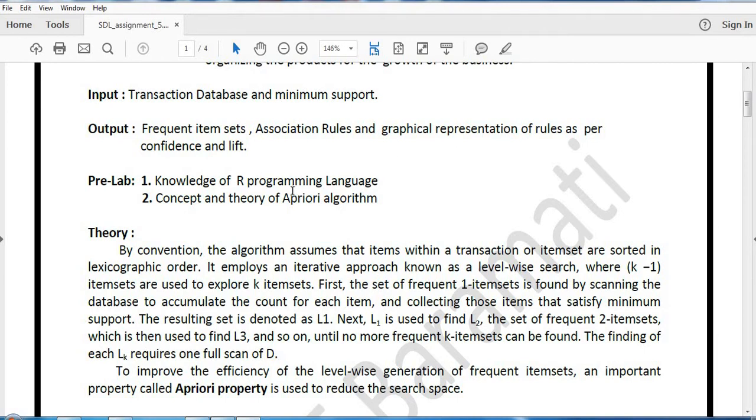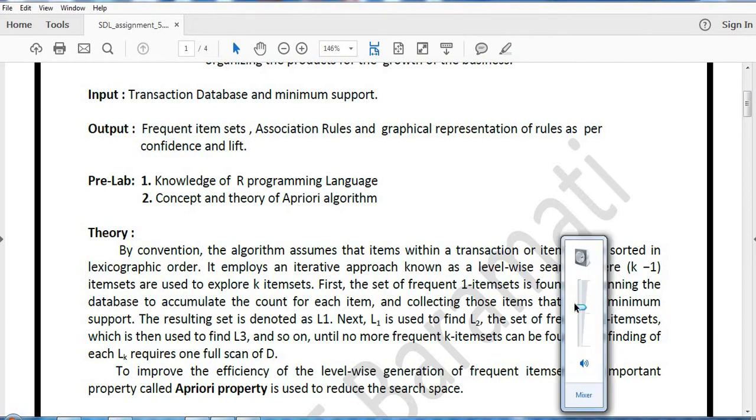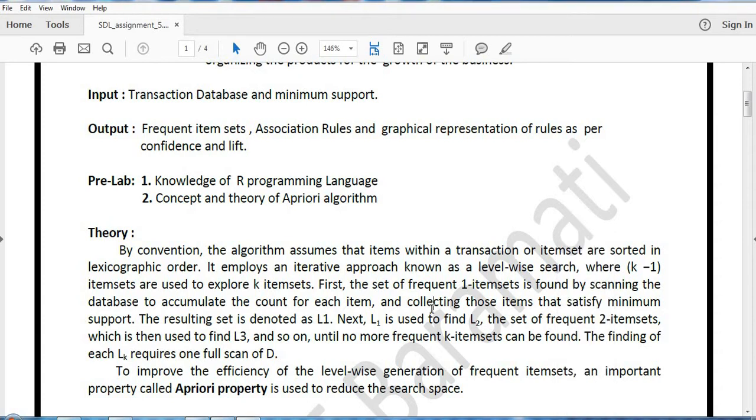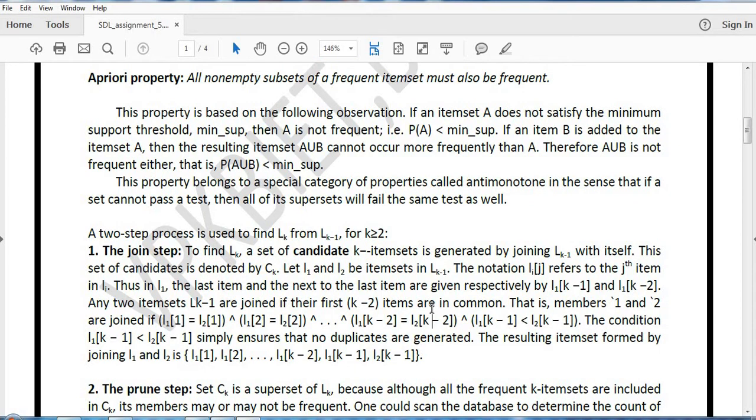To execute this particular assignment, you need to have knowledge of R programming, as well as a conceptual understanding of the Apriori algorithm. Okay, so now we are starting our execution. Before execution, this is the theory which was already discussed with the help of the PPT.